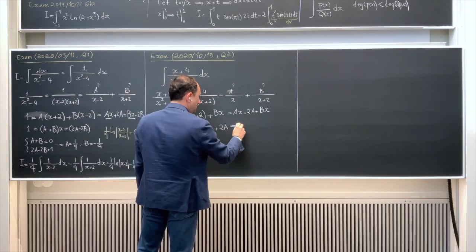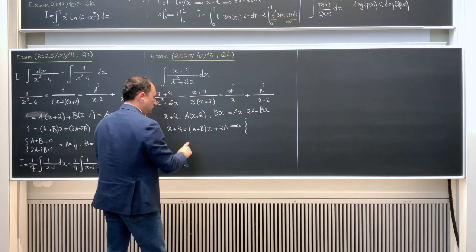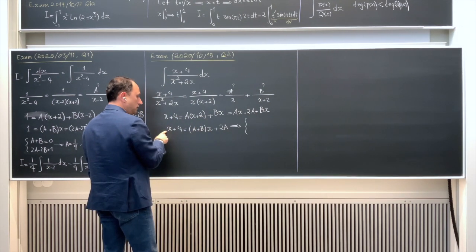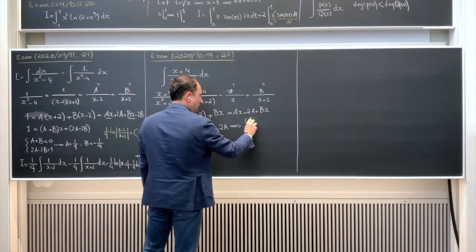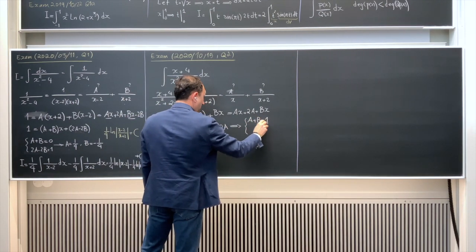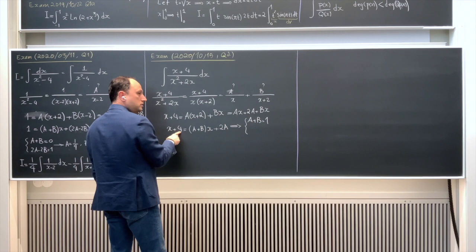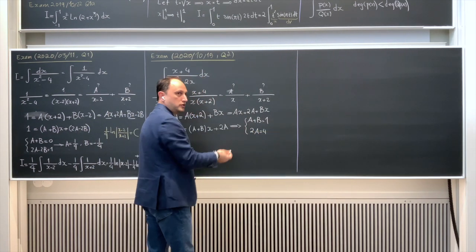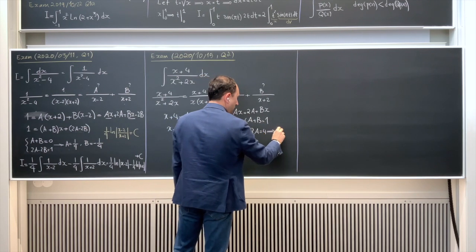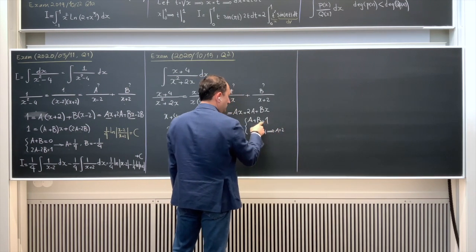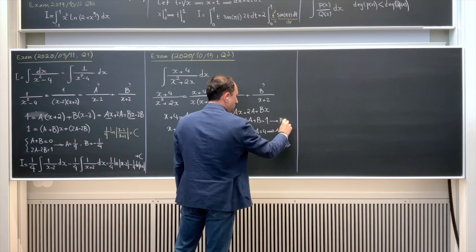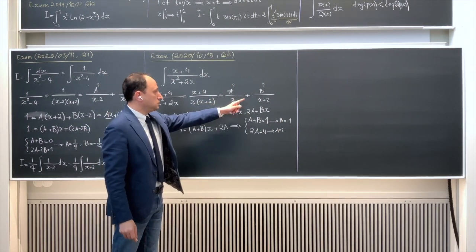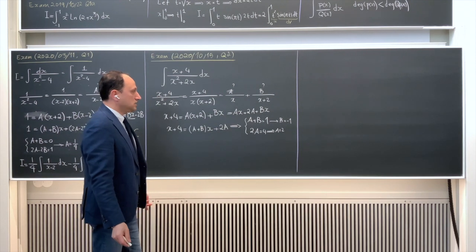So this means that I can conclude a system of equations. A plus b is the coefficient of x. The coefficient of x here is 1, so it means that a plus b should be 1. And the constant term is 2a, the constant term is 4, so this means that 2a should be 4. This is a very simple system to solve, because from here you get a equals 2, and you put it back here, you get b is equal to minus 1. So now you know that a is 2, b is minus 1. Okay? And this is easy to check.